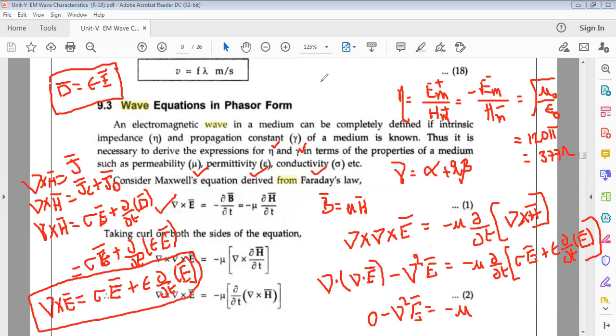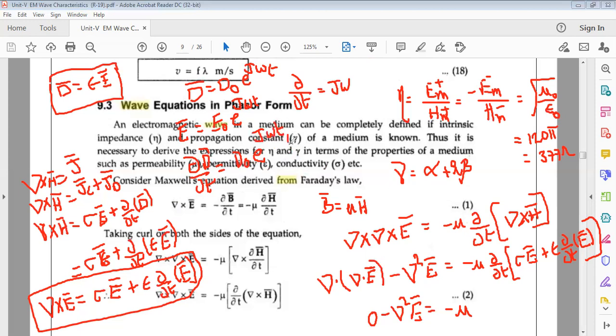For ∂/∂t, I told you to replace it in one of the Maxwell's equations for harmonically time varying fields: ∂/∂t is equal to jω. How did we get this? D̄ is equal to D₀ e^(jωt), so D̄ = D₀ e^(jωt). Now apply ∂/∂t of D̄ with respect to time, D₀ e^(jωt) into jω.